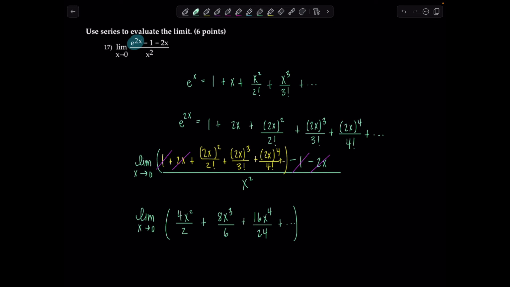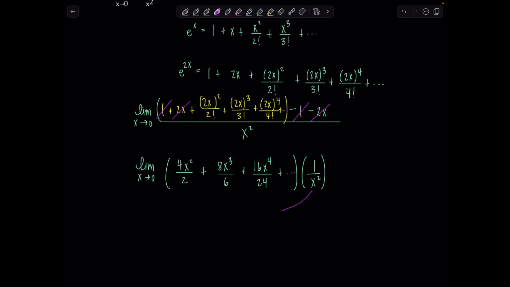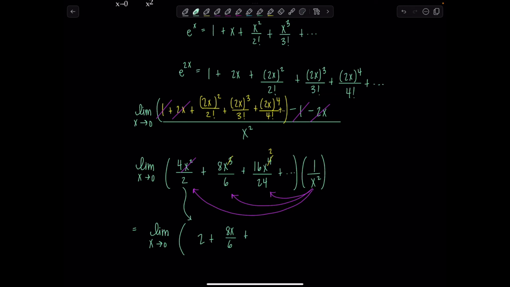And then all of this is divided by x squared, which is the same as multiplying by 1 over x squared. And then look what happens. So this is going to distribute. Boom. Boom. Boom. This x squared will cancel. The rest of the terms, this will be x to the first. This will be x squared. Then x cubed, so on and so forth. So then we have the limit as x goes to 0, 4 divided by 2, that's 2, plus 8x over 6, plus 16x squared over 24, plus blah, blah, blah.